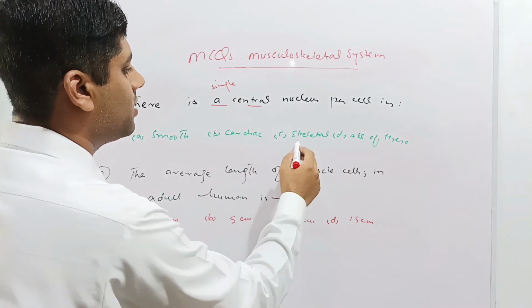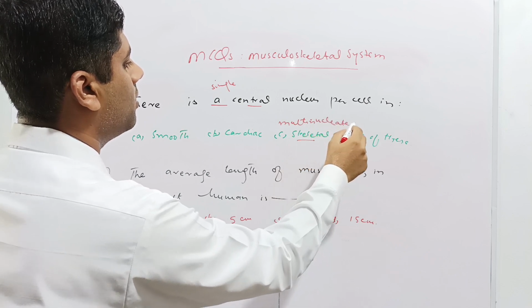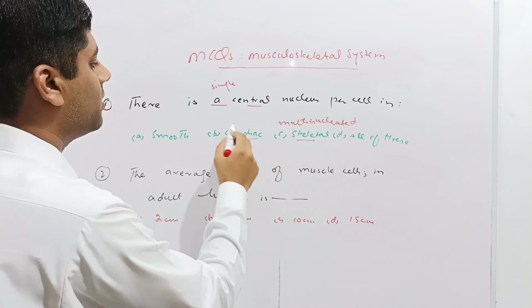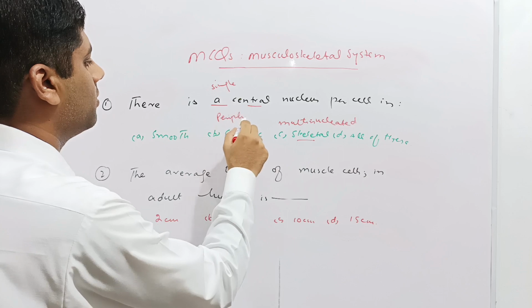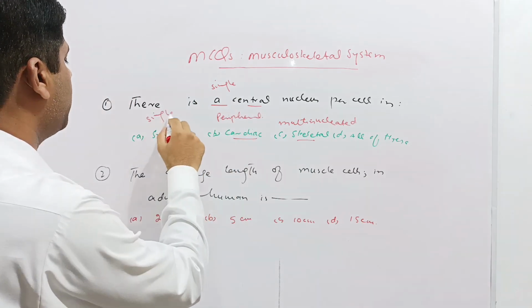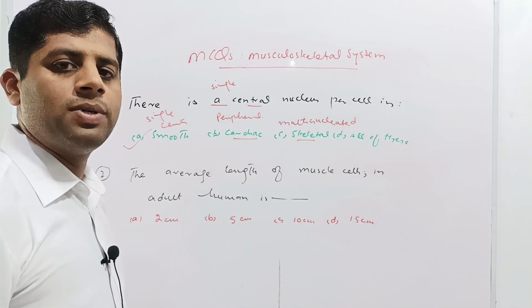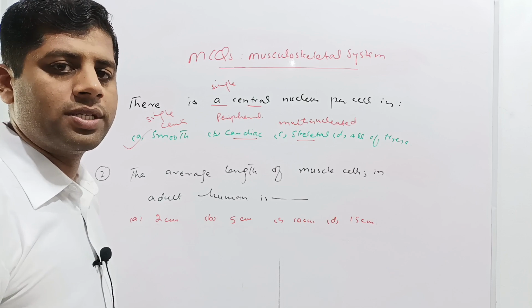If we see the skeletal muscles, these are multinucleated, having many nuclei per cell. While in cardiac muscle, the nucleus is usually peripheral. And in case of smooth muscles, there is a single and central nucleus. So the correct option is A. The smooth muscles bear a central and single nucleus per cell.